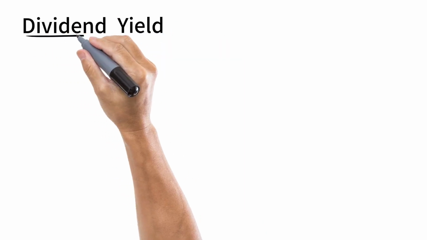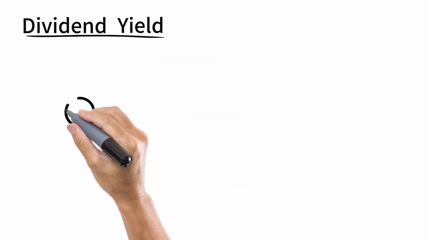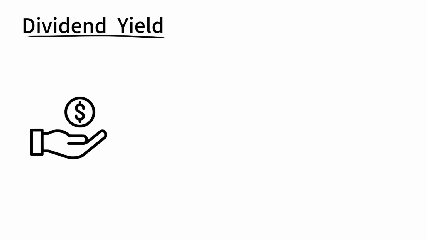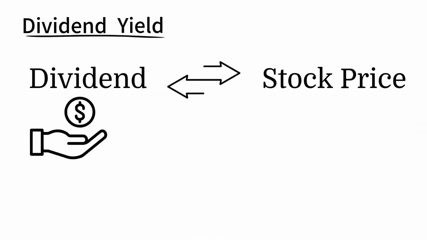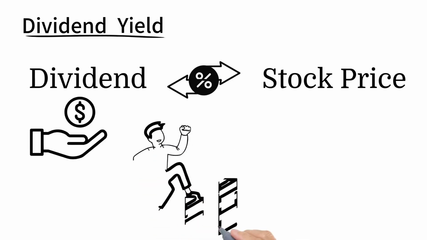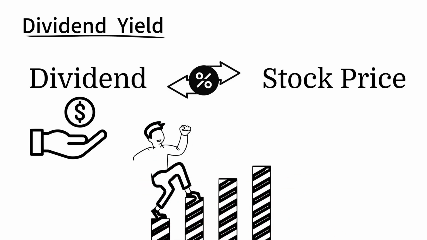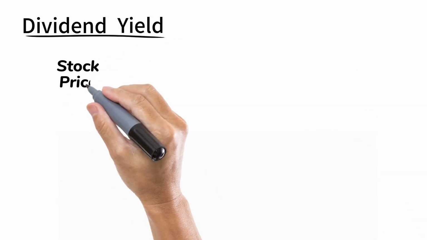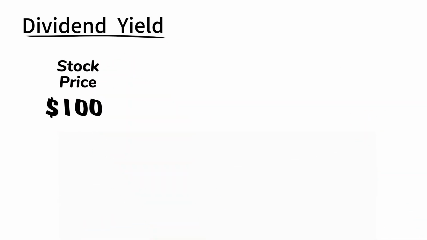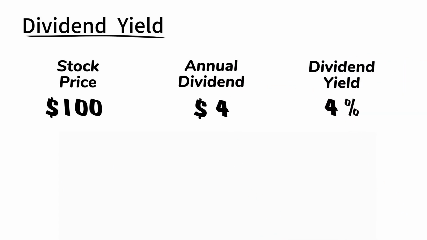Now, let's talk about dividend yield. Dividend yield shows how much a company pays in dividends relative to its stock price, expressed as a percentage. It helps investors understand the income potential of a stock compared to its cost. For example, if a stock costs $100 and pays $4 in annual dividends, its dividend yield is 4%.